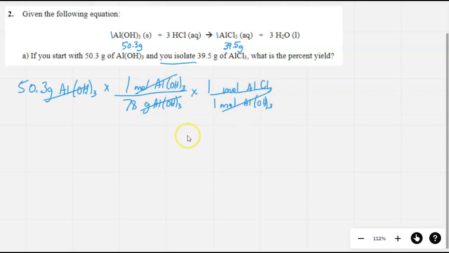So now I'm in moles, but my actual yield is given in grams. So I have to go all the way into grams. That's where I multiply by the molar mass. And with aluminum chloride, you guys agree that that's all 133? 133 grams per mole. Good.